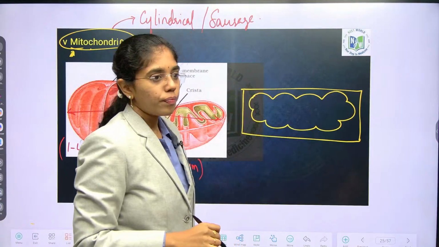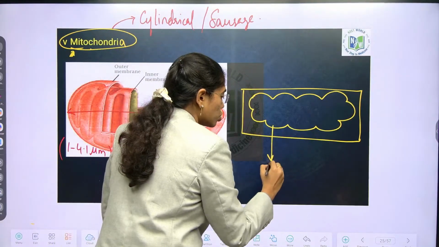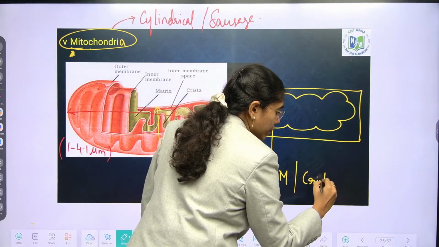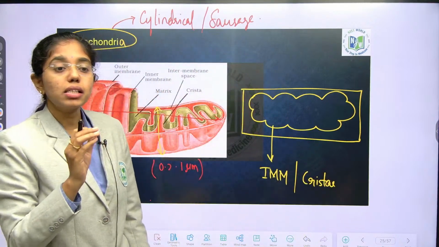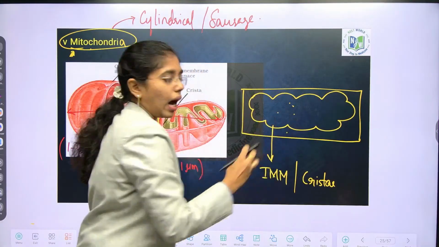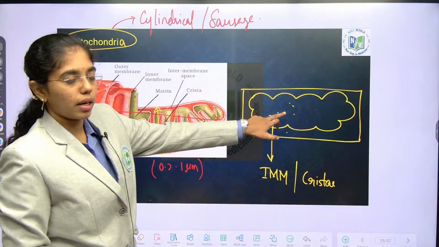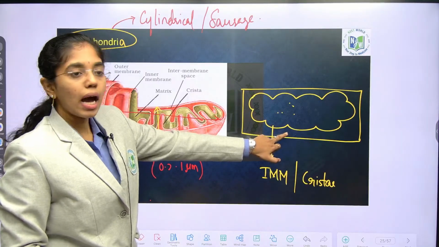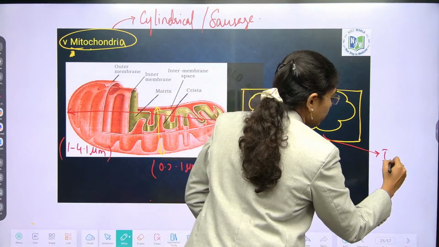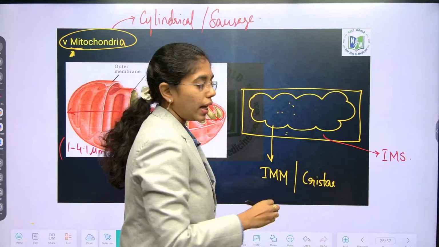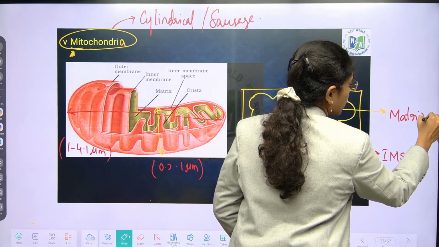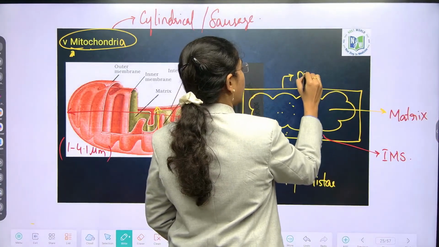Okay, so the inner mitochondrial membrane, which is also known as cristae, right? Inner mitochondrial membrane or cristae. It has many enfoldings, right? This is separating the mitochondria into mitochondrial matrix and outer compartment. It is giving out two compartments here. One is the inner compartment and the other is the outer compartment. The outer compartment is known as intermembrane space. Okay. The inner compartment is known as mitochondrial matrix, and this is the outer mitochondrial membrane.